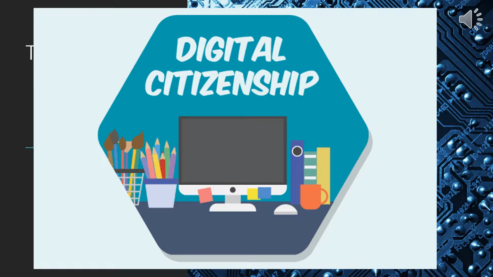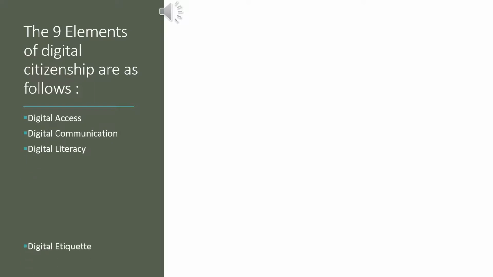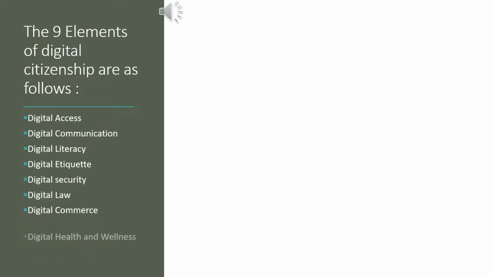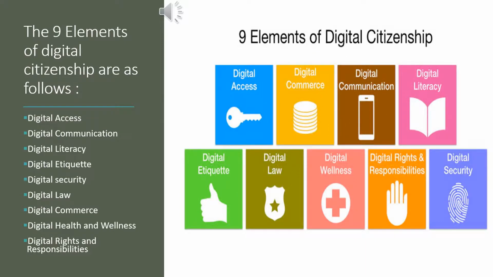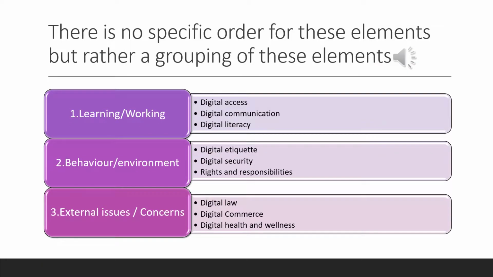This involves learning fluency skills that will better enable us to function in an environment that is constantly changing and growing rapidly. This involves the 9 elements of digital citizenship. The 9 elements of digital citizenship are as follows: digital access, communication, literacy, etiquette, security, law, commerce, health and wellness, rights and responsibilities. There is no specific order of these elements, but rather a grouping of the elements.